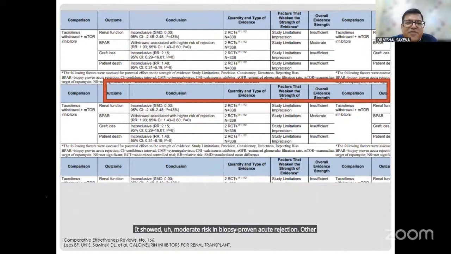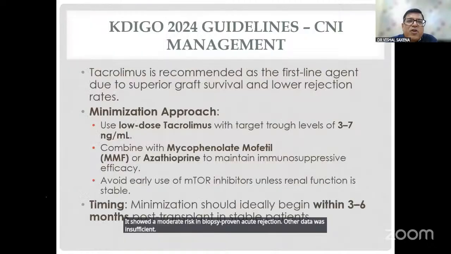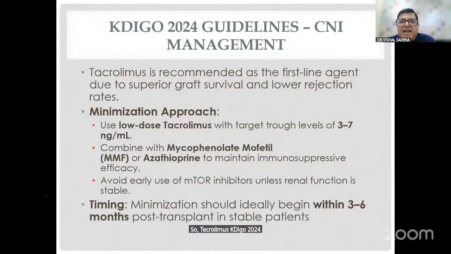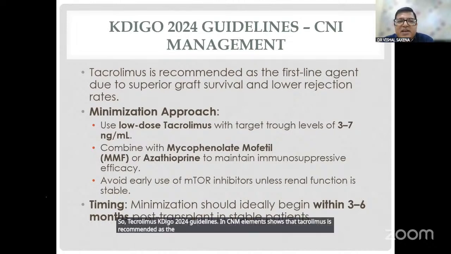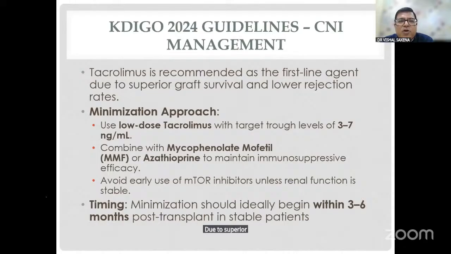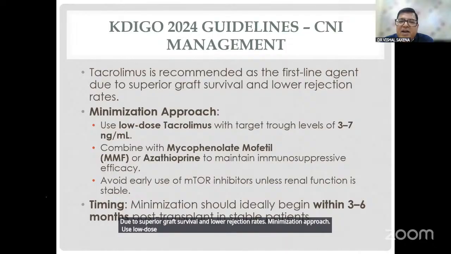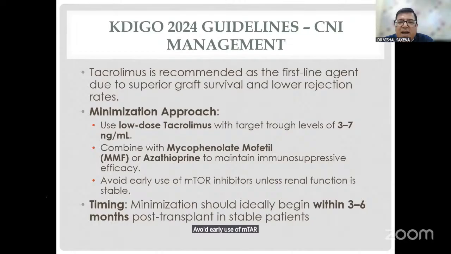Other data was insufficient. So KDIGO 2024 guidelines in CNI management show that tacrolimus is recommended as the first line agent due to superior graft survival and lower rejection rates. Minimization approach: use low dose TAC with target trough levels of 3 to 7 nanogram per ml combined with MMF or azathioprine to maintain immunosuppressive efficacy. Avoid early use of mTOR inhibitors unless renal function is stable. Timing, minimization should ideally begin 3 to 6 months post-transplantation in stable patients.